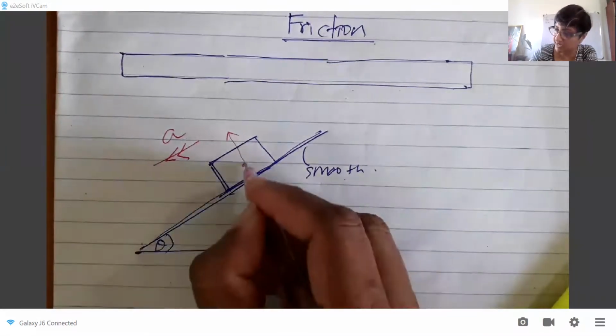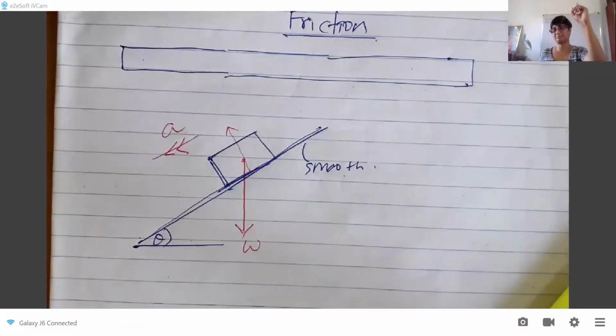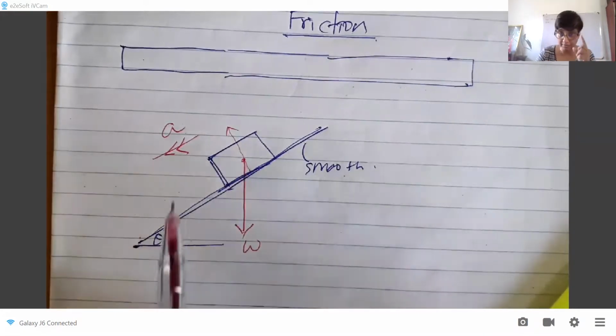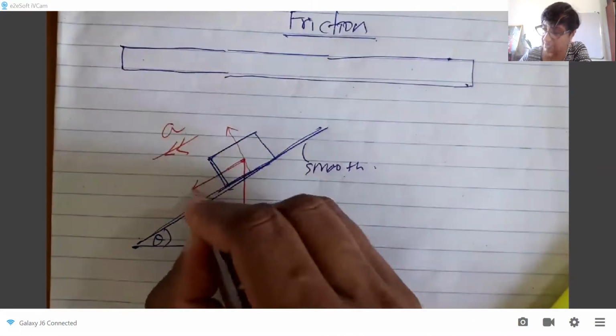Let me show you weight. Here's weight. Weight is acting this way. Thank you, Malik. It's a component of weight. Who's pulling the block down? A component. Which component? The component that is parallel to the slope.